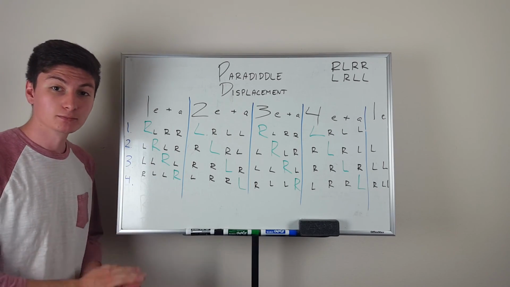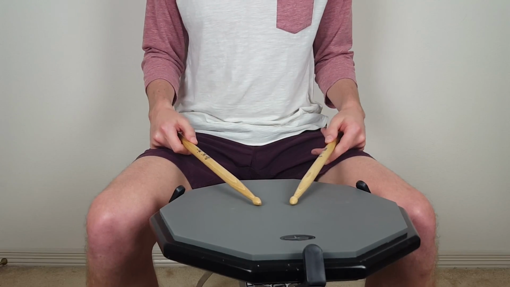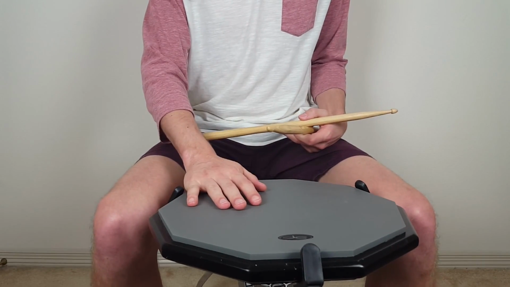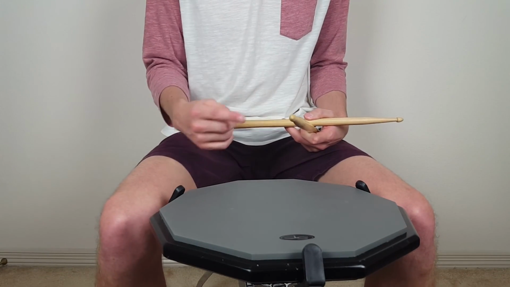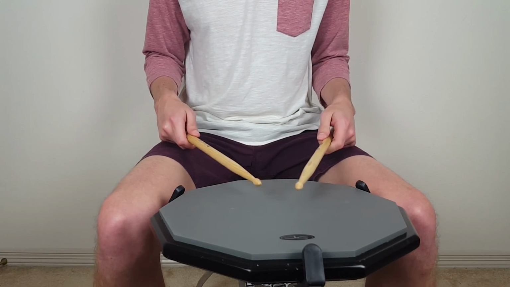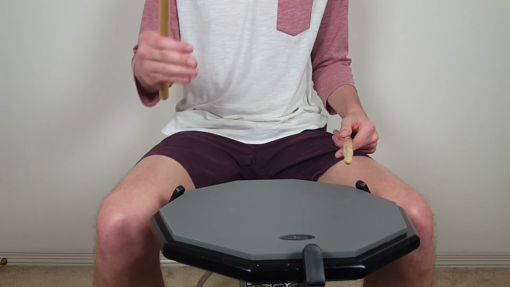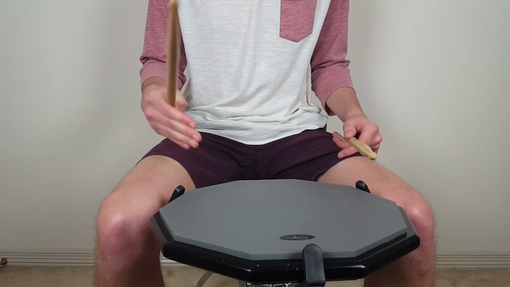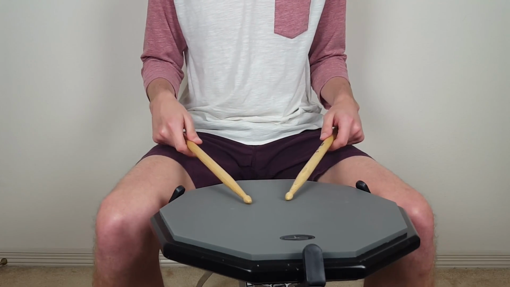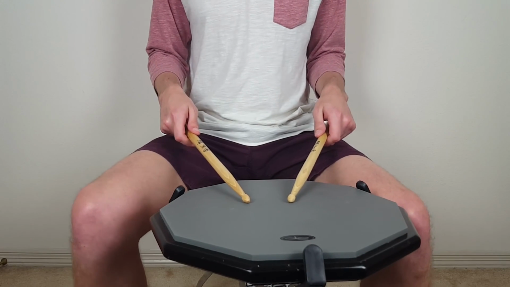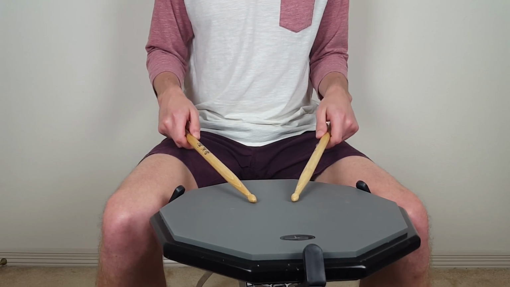All right, let's take this to the practice pad. So now that we're on the pad, what we're going to do is run through each of these single paradiddle displacements, 1, 2, 3, and 4, and we're going to play them pretty slowly at first. We'll play them one by one, so just paradiddle 1, stop, paradiddle 2, stop, 3, stop, 4, stop, and then we'll piece them together. So you want to start out with paradiddle 1, playing it at a fairly slow tempo.